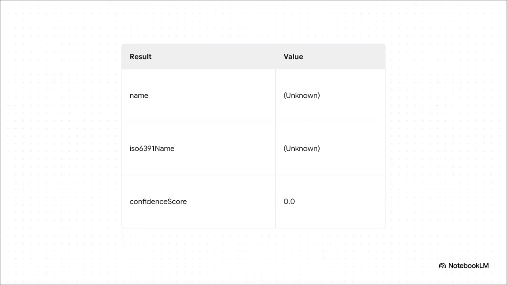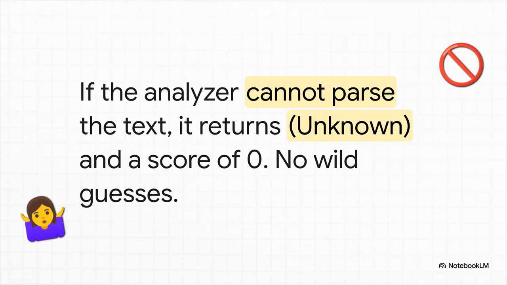And thankfully, it does exactly what you'd want it to do. It basically throws its hands up and says, I don't know. The language name comes back as unknown, and more importantly, the confidence score is a big fat 0. And this is so important. Instead of taking a wild guess and maybe getting it wrong, the API fails gracefully. It tells you straight up that it couldn't figure it out. That kind of transparency is what lets you build really solid, reliable applications.